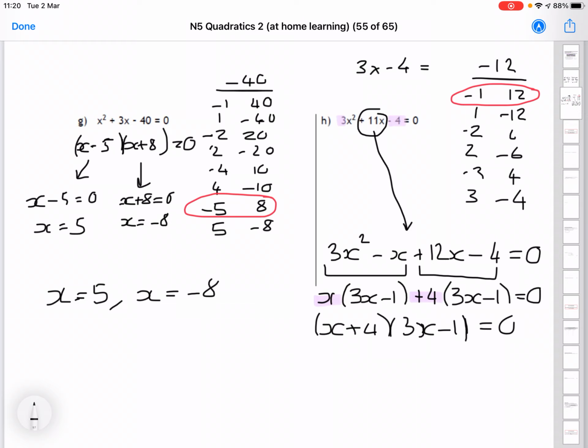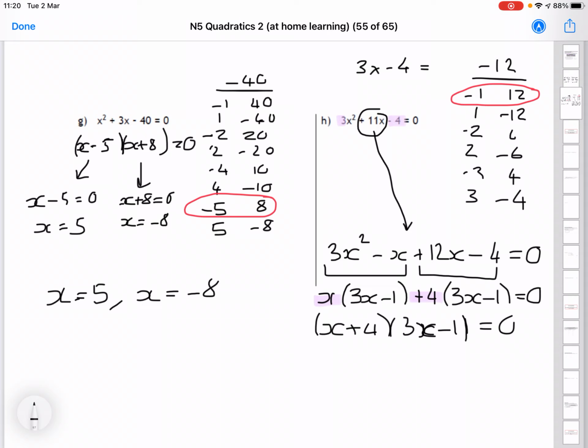Okay, this process is basically the reverse process of FOIL. Because when we break this bracket out, we would do x times 3x and minus 1, which is the first part of that working. And then we do 4 times 3x minus 1, which is the second part. So it's basically just FOIL in reverse.